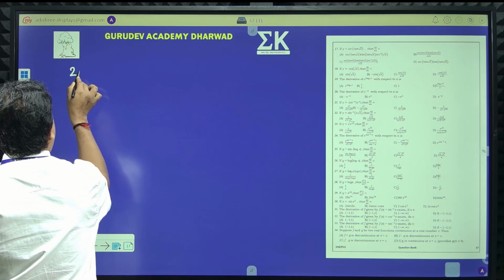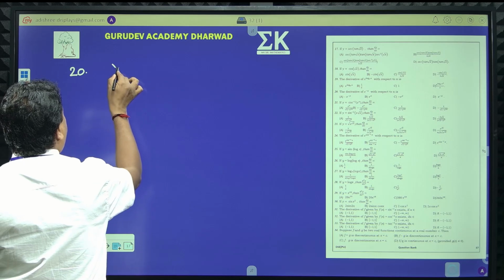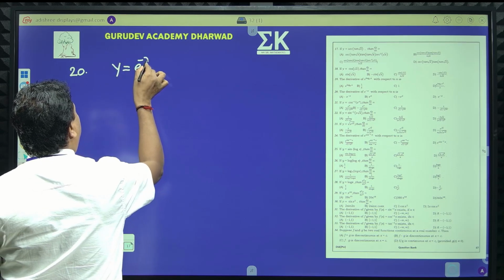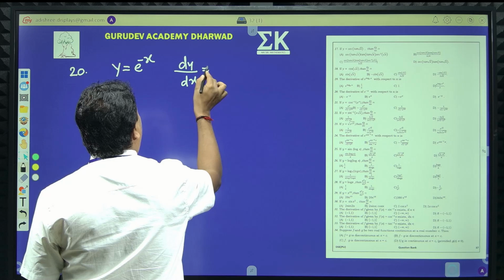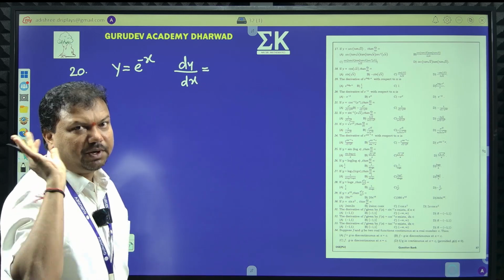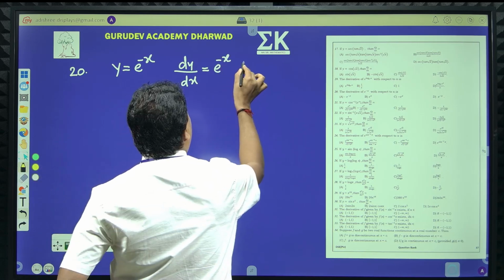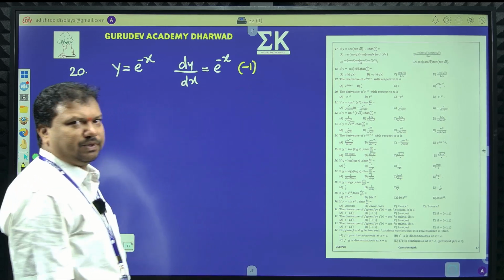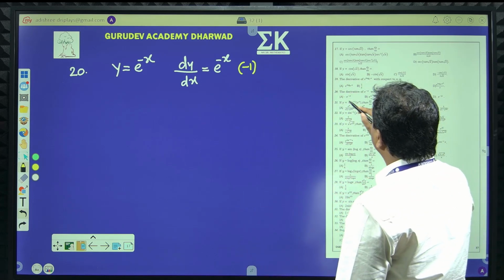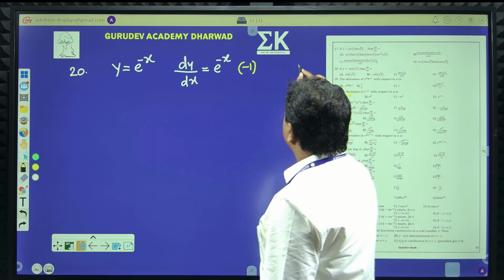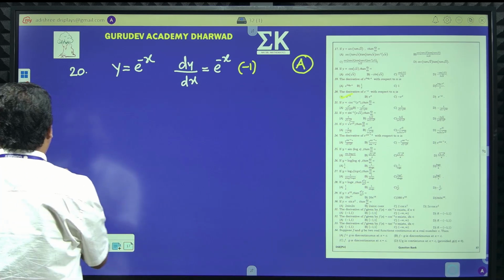Question number 20. The derivative of e to the power minus x with respect to x. That is, y is equal to e to the power minus x, and dy by dx is equal to what? The formula we use here is e to the power g of x. Therefore, the answer is e to the power minus x into differentiation of minus x, which is minus 1. Hence, the answer is minus of e to the power minus x. I'll go with option A as the right answer.